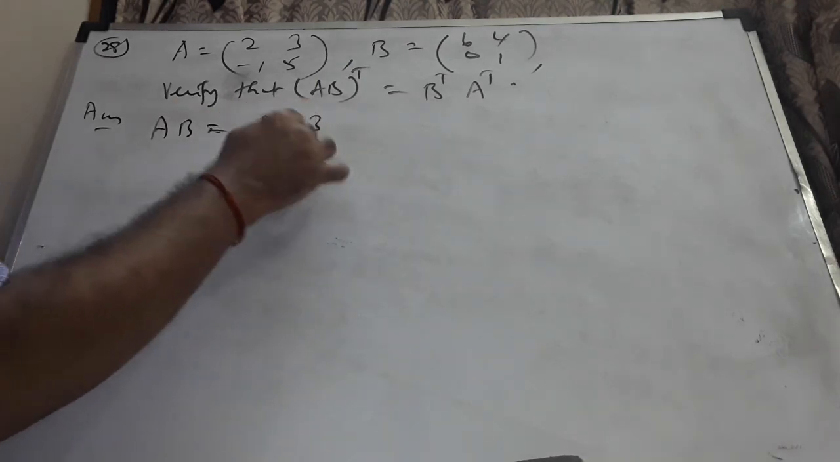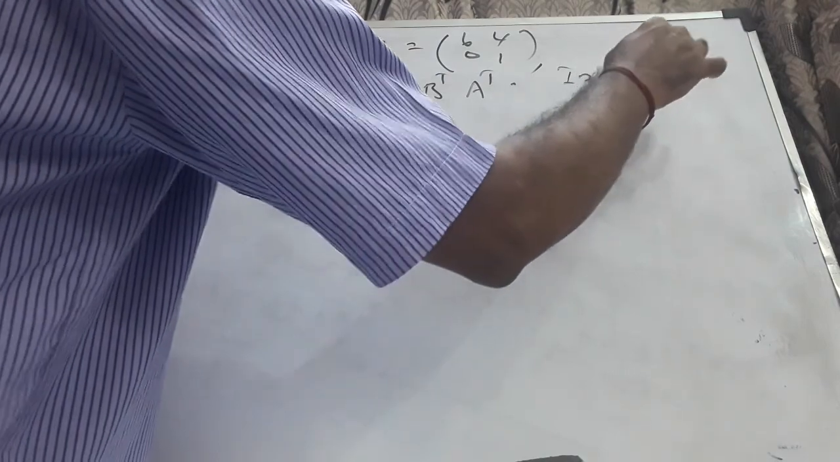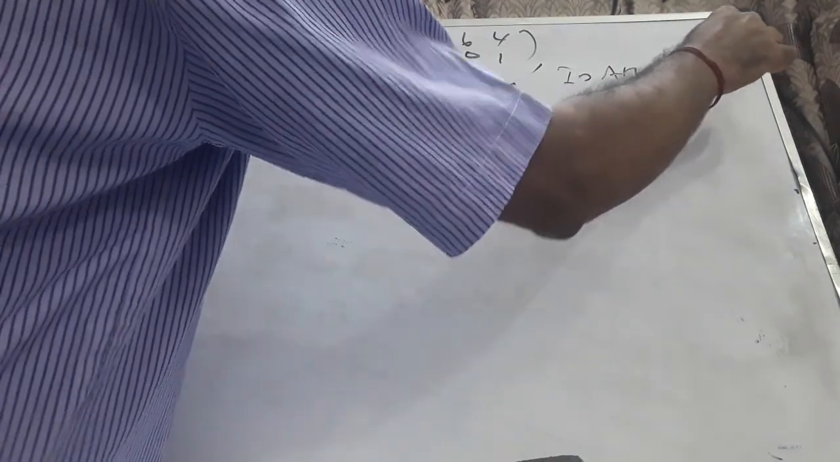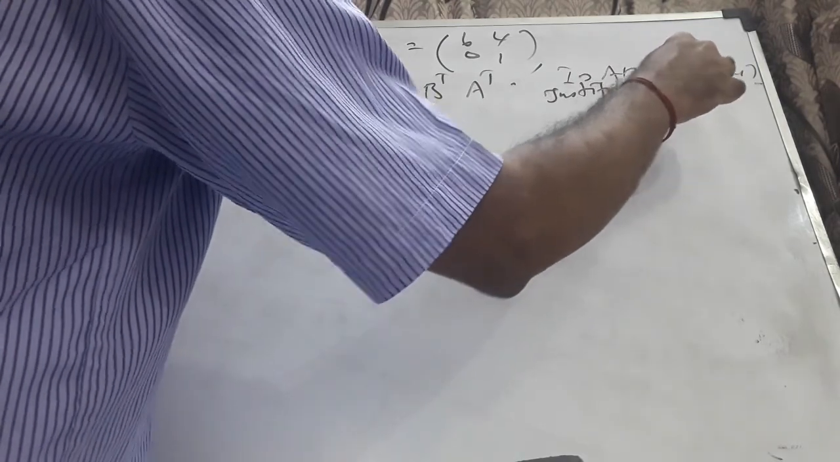You mean to say 2, 3, minus 1, 5, and you are given one more question: Is AB invertible? Justify your answer. That is also added with this.